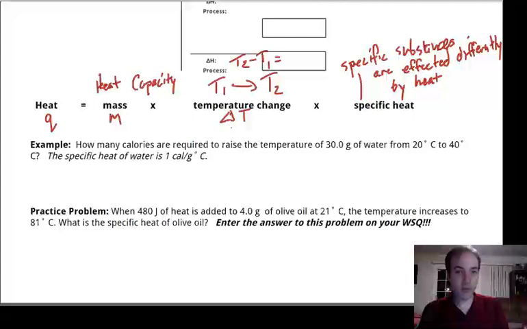So the delta just means the change. It means you're going to find the difference between the final temperature and the initial temperature, just like I did up here. Okay, so that's what delta T really is.